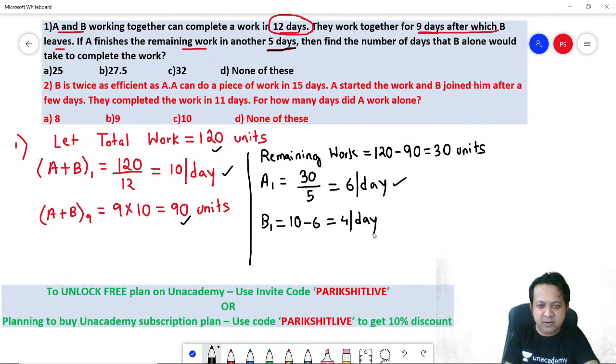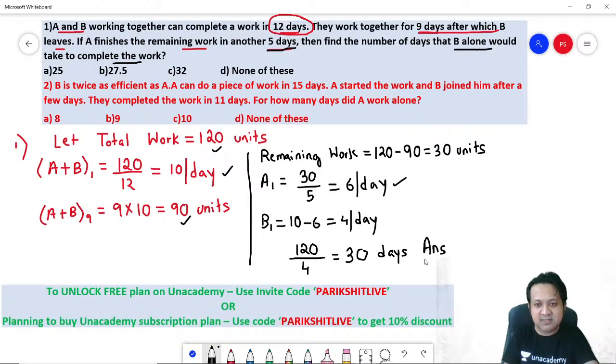4 units per day. Question is asking you, find the number of days that B alone would take to complete the entire work. Remember, entire work is 120 units. In one day, B does 4 units. So in how many days will the work get over? The work will get over in 30 days, and that's your answer for question number 1.